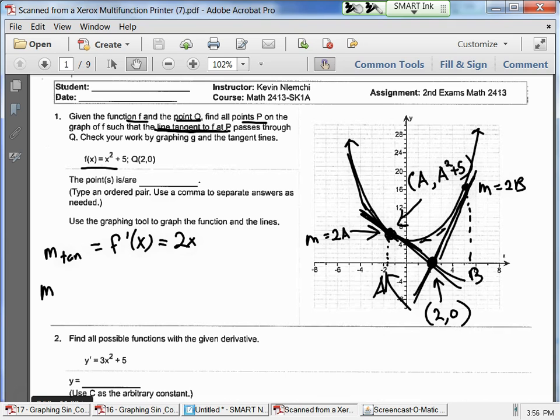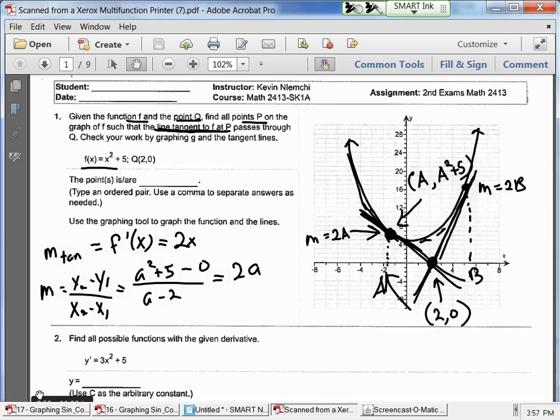So over here we'll write the slope formula, y2 minus y1 over x2 minus x1. Sorry, my handwriting is atrocious here. So y2 is going to be a squared plus 5, minus y1, which is 0, divided by x2, so that's a, minus x1, which is 2. And the slope of that line, which we've determined over here, is equal to the slope there, so it's equal to 2a.